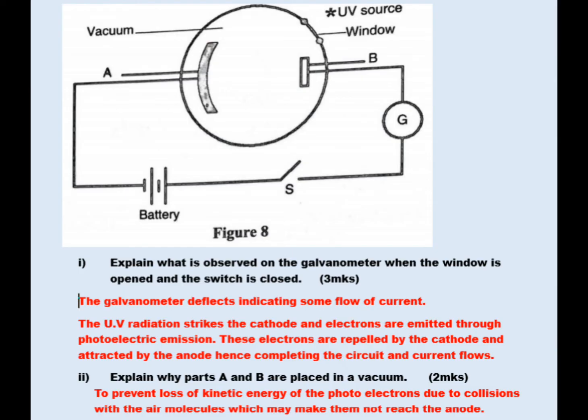Explain why parts A and B are placed in a vacuum. So that is to prevent loss of kinetic energy of the photoelectrons due to collisions with the air molecules, which may make them not reach the anode. That is a direct answer like that.